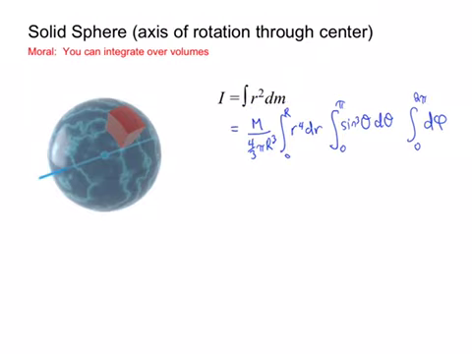So now continuing on with this integral, we've got our coefficient that represents the total mass over the total volume. And I'm going to go ahead and evaluate the first and the last integral. This will give us an r to the 5th over 5 after you evaluate it from 0 to R. And our final integral is an easy one. That's just d phi integrated from 0 to 2 pi. So that will end up just being 2 pi.